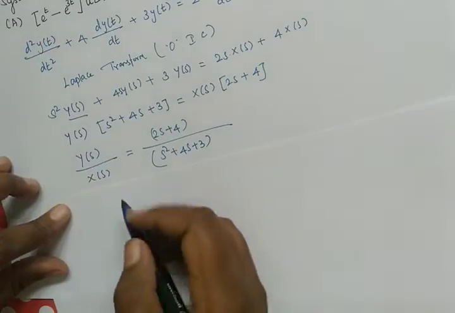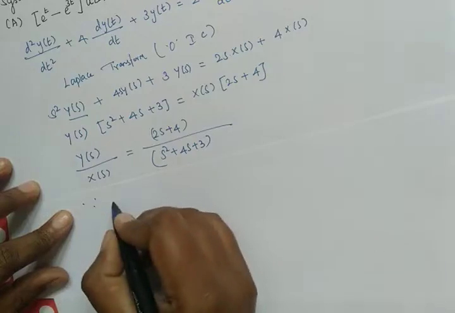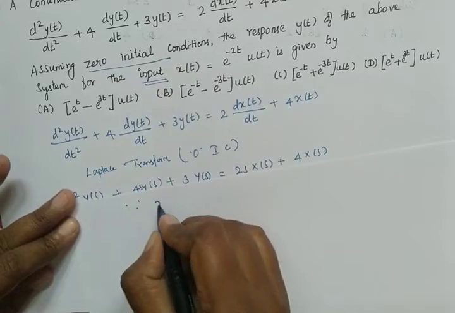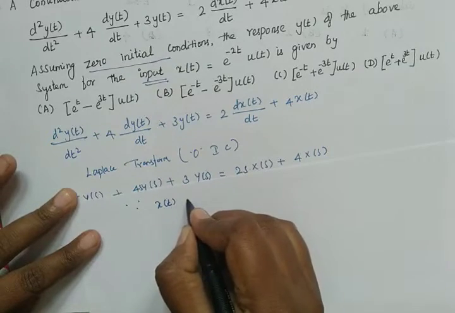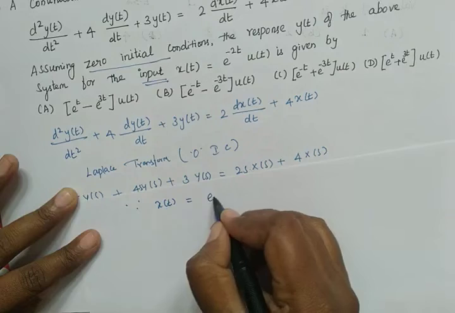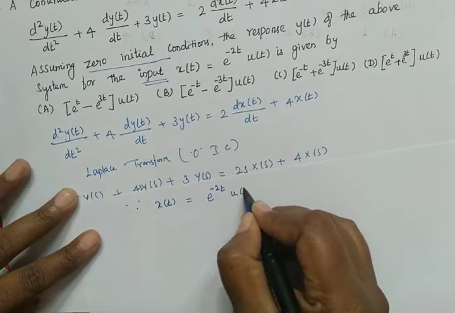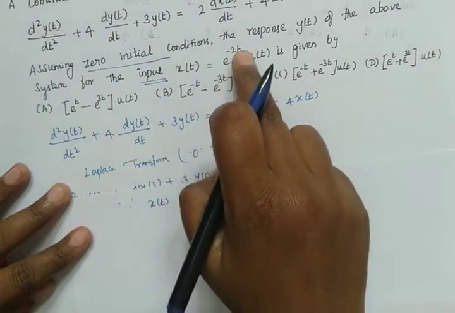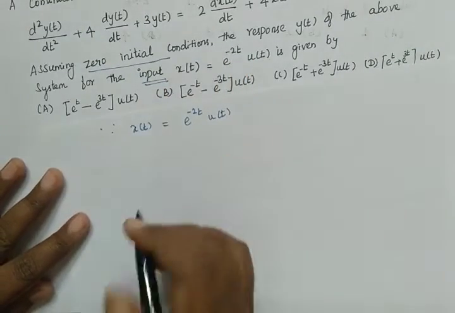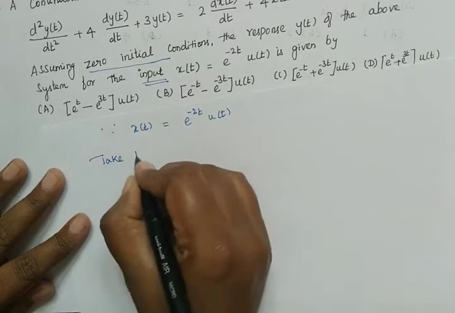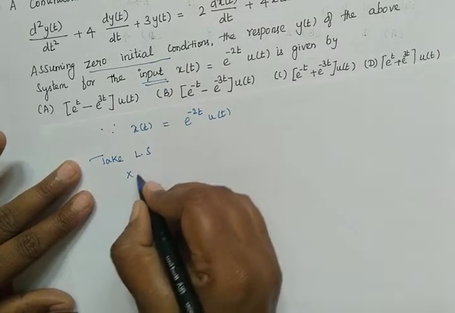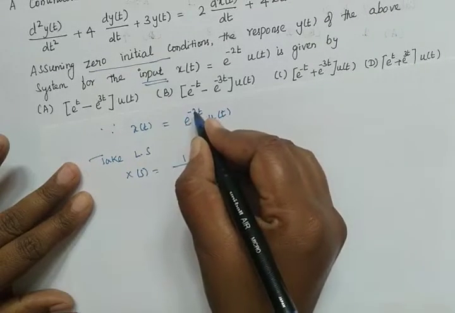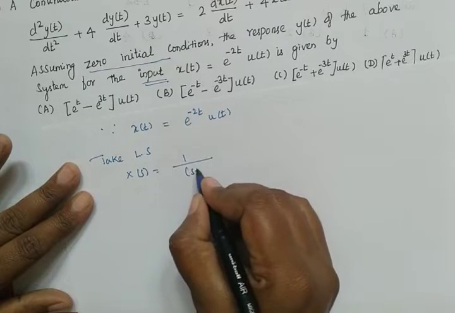Now what is the question given, input is given as x of t, which is equal to e power minus 2t into u of t. So this is there in the question. They have given input x of t is equal to e power minus 2t into u of t. Now let us take Laplace transform for this also. So what is the Laplace transform? We'll get x of s is equal to 1 divided by s plus 2.